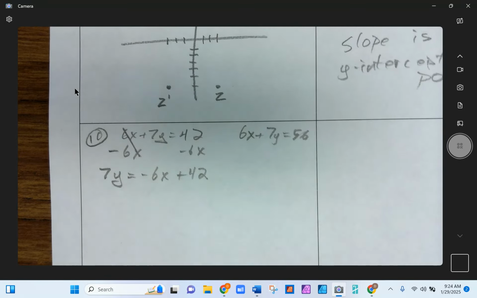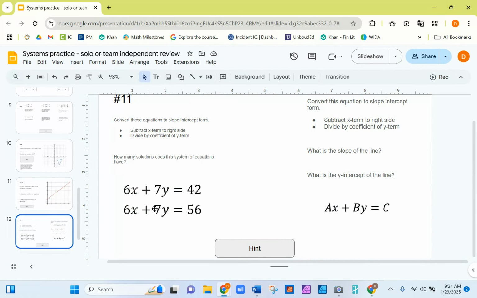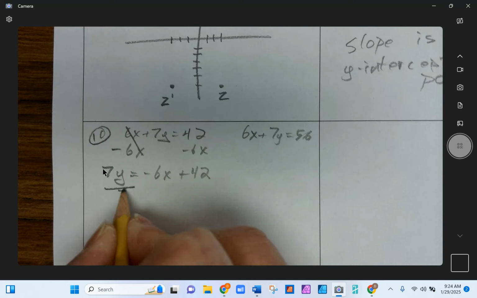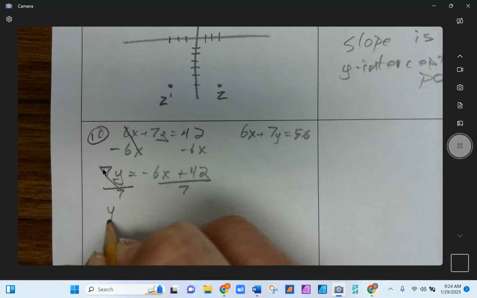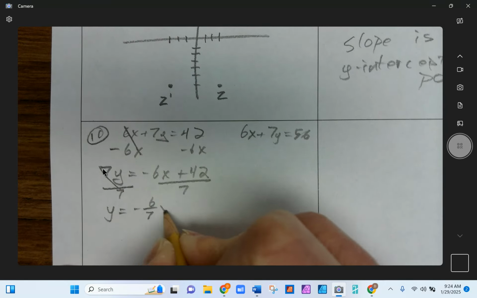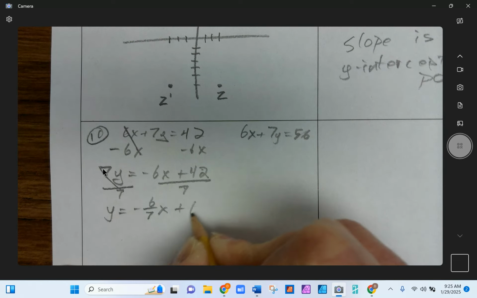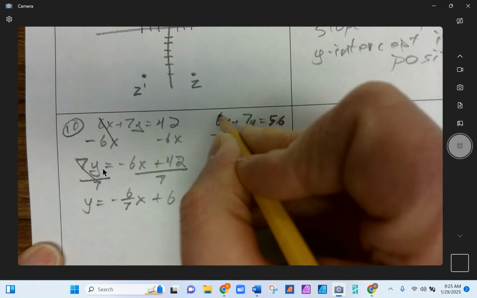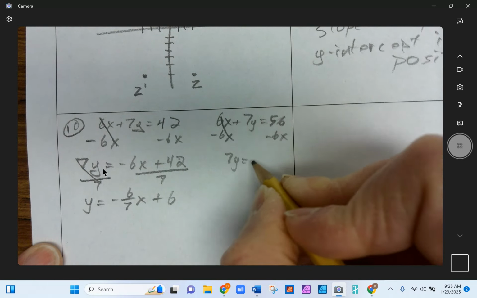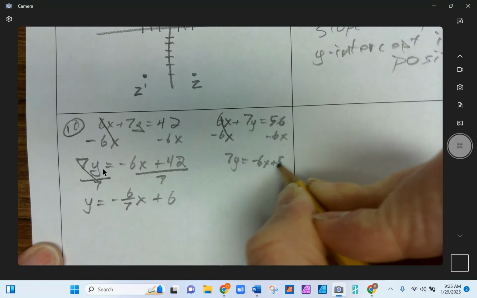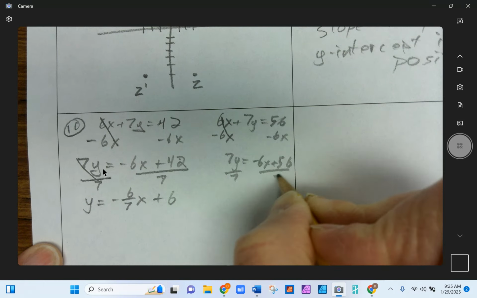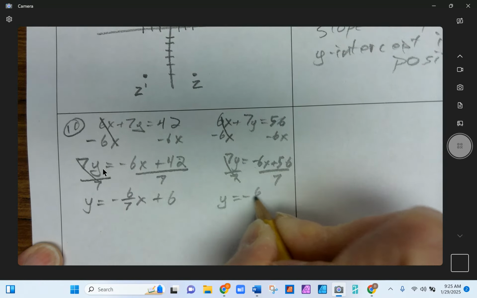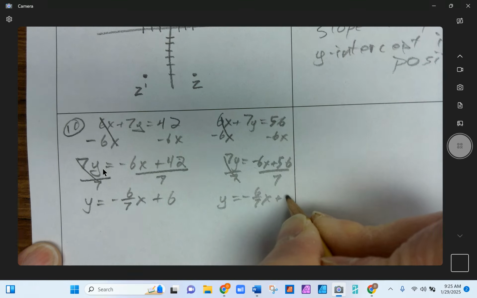And then I'll divide by the coefficient of the y term. In this case, it'll be that 7 right here. So I divide by 7 on both sides. Y equals -6/7 x, and then 42 divided by 7 is 6. Do the same thing here. -6x, -6x, we get 7y equals -6x plus 56, divide by 7. Make sure you're dividing both terms by 7. Y equals -6/7 x plus, what is that, 8?